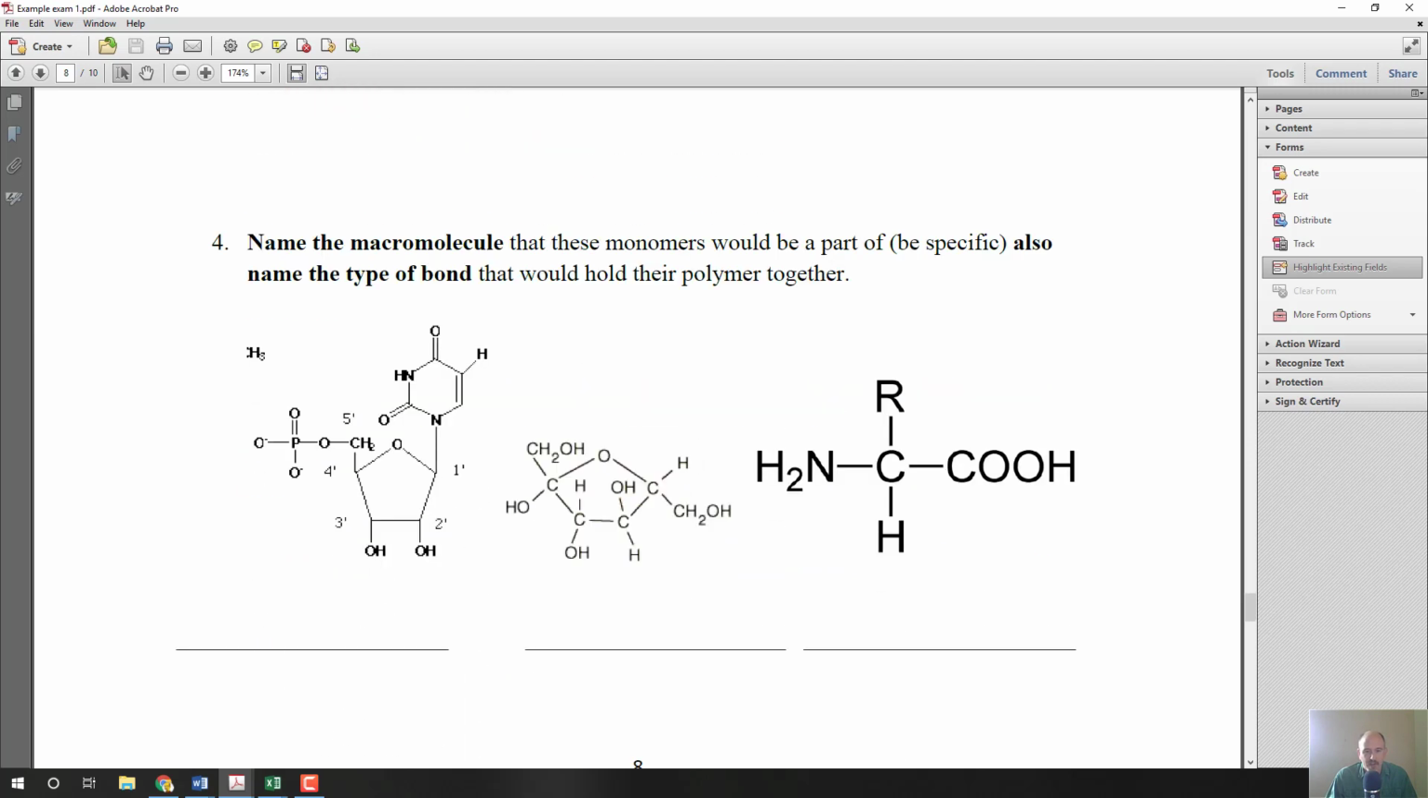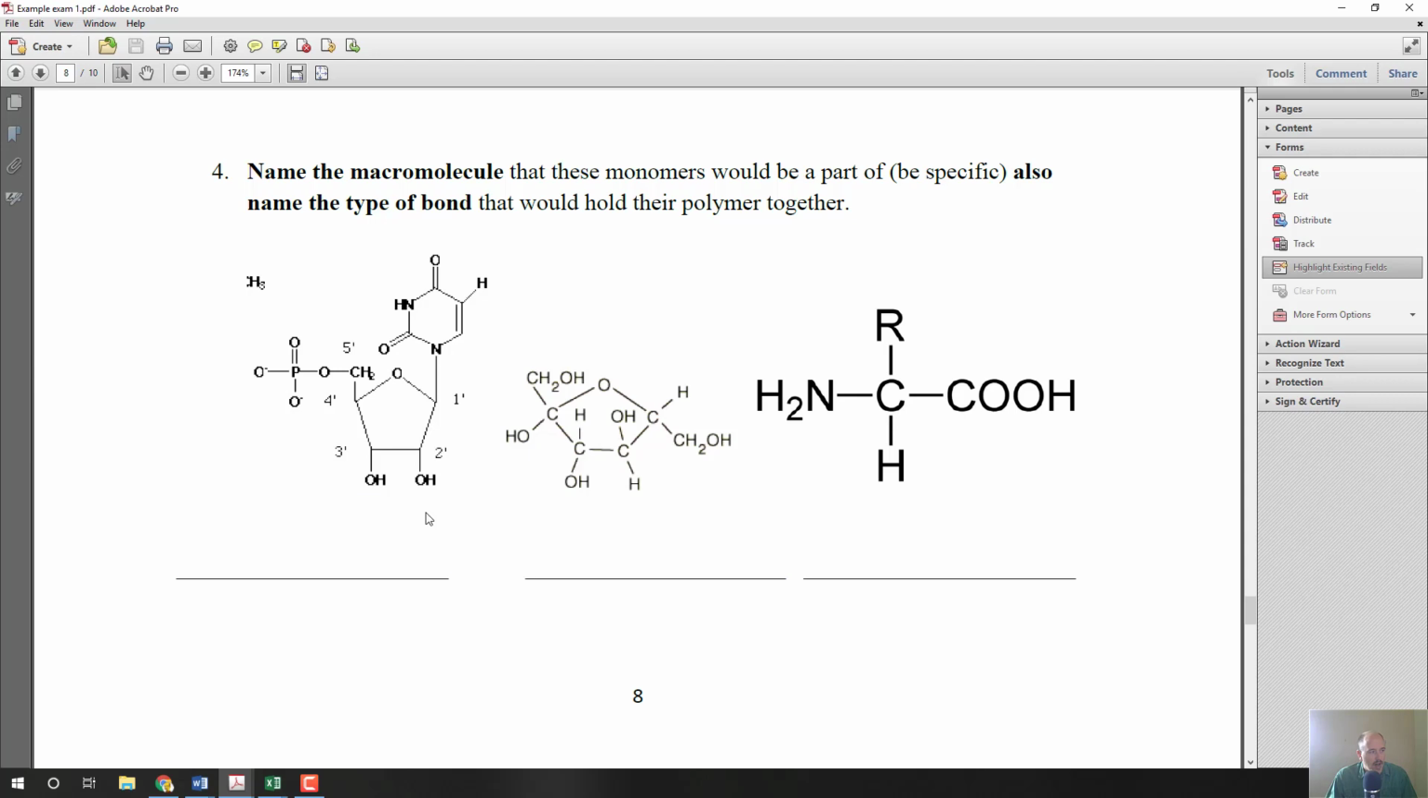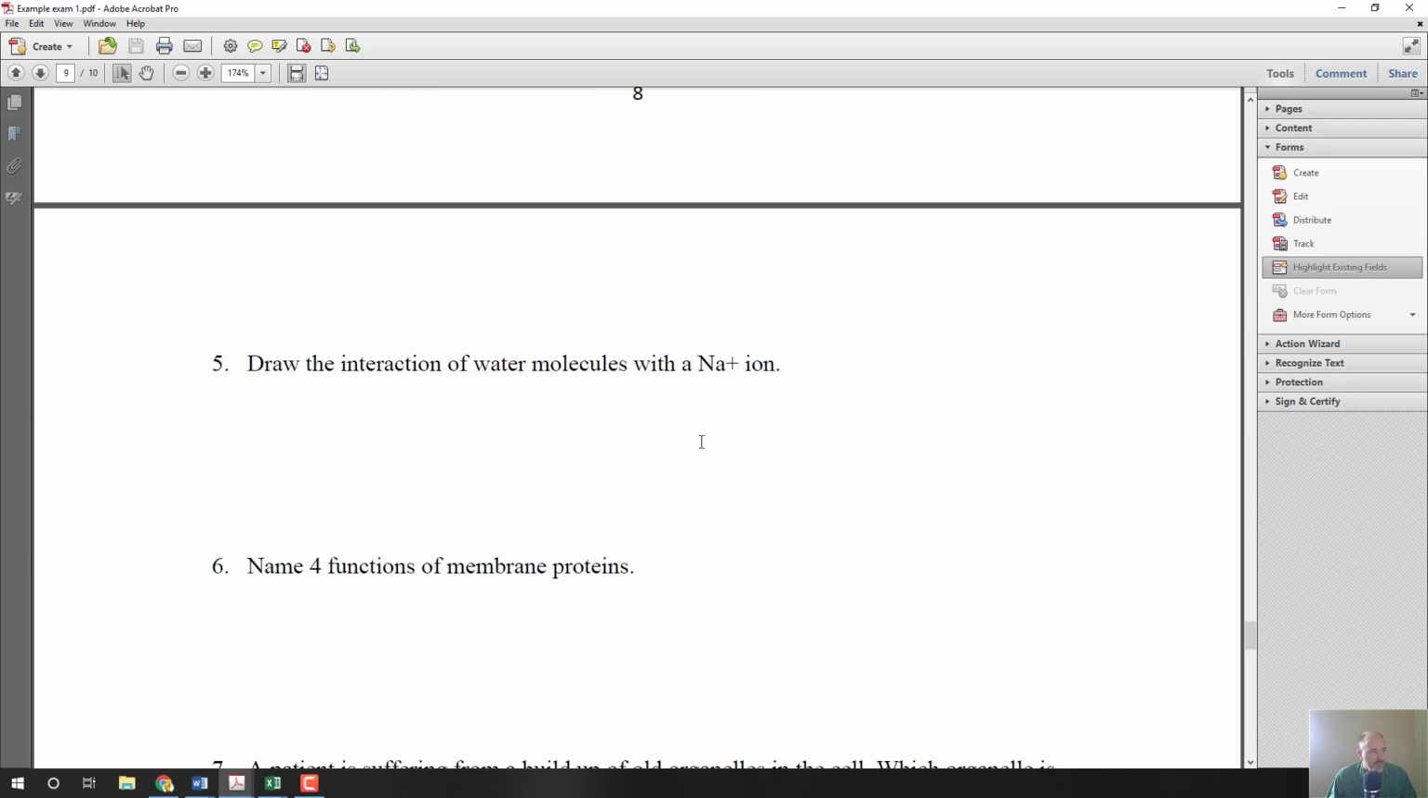Number 4, name the molecule that these would be a part of. This one right here, this would be a monomer of RNA. How do I know? Because there's an OH right here. What about this one? This would be a monomer of a polysaccharide. It would have a glycosidic bond. This would have a phosphodiester bond, I should say. What kind of bond would hold them together? This one over here, this is protein. This is an amino acid, so it's part of a protein. It would stick to its neighbor with a peptide bond.